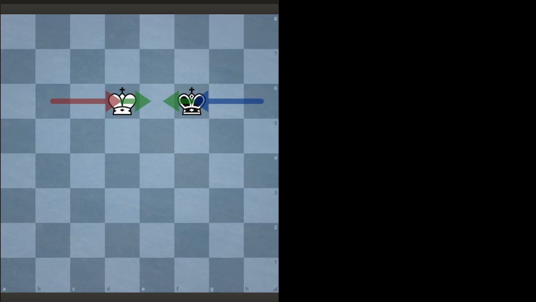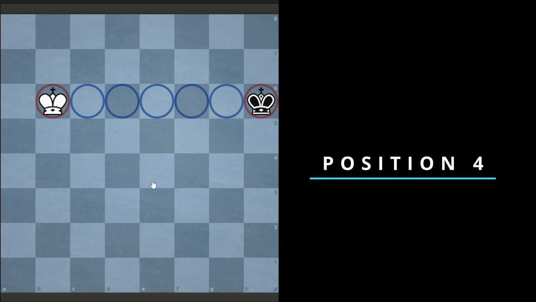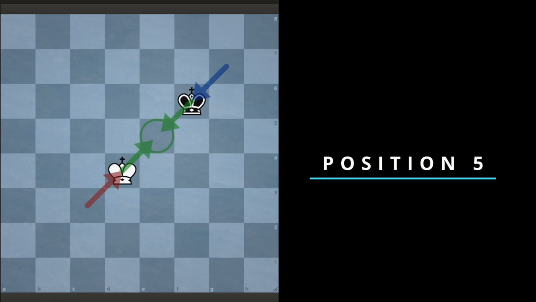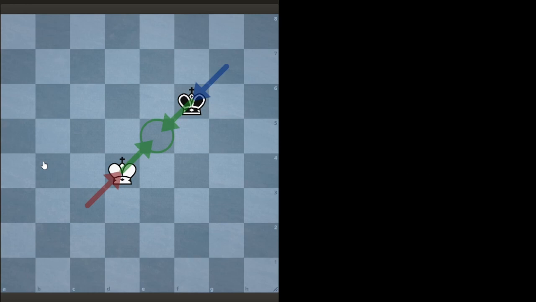Another type of opposition is the horizontal opposition, but this time the long one. And as you can see, between the kings there are 5 squares. Therefore, it is the opposition because of the odd number of squares between the kings. And now, another type of opposition is the direct opposition, but this time on the diagonal. Direct opposition means there is the least number of squares between the kings. In this example, just 1 square.